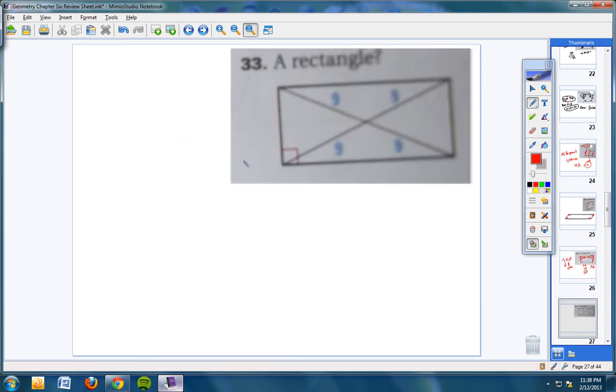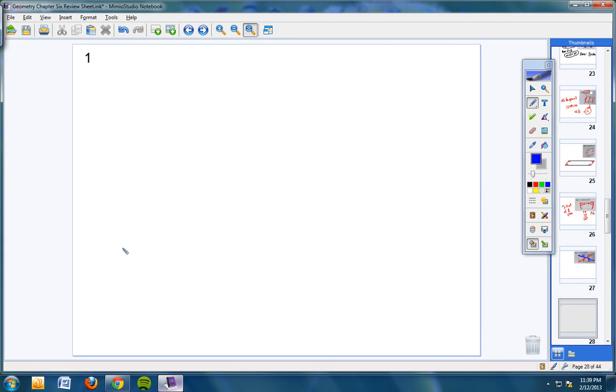Okay, number 33, is this a rectangle? Well, look, guys, this is a 9 and this is a 9, so the whole diagonal is 18. This is a 9 and this is a 9, so this whole diagonal is 18. Yep, when two diagonals of a quadrilateral are congruent, we have a rectangle. Yes, that's a rectangle.